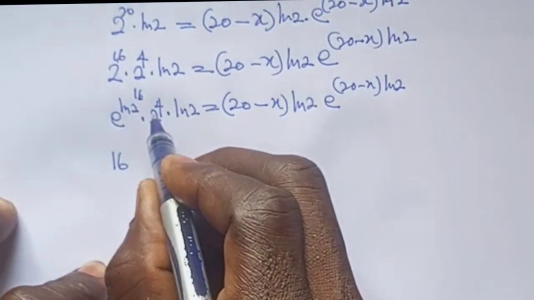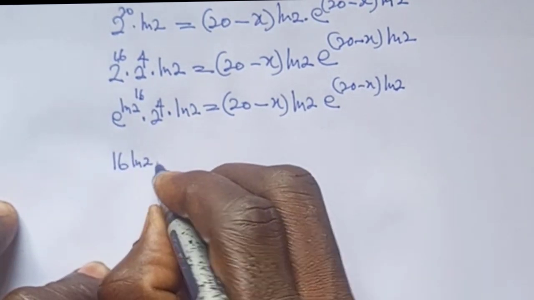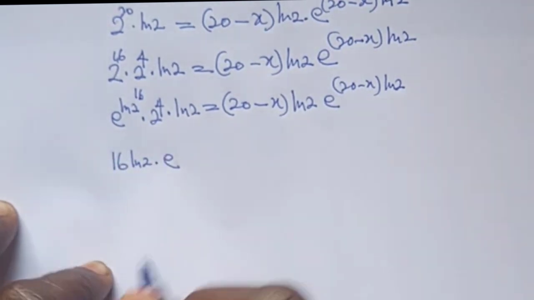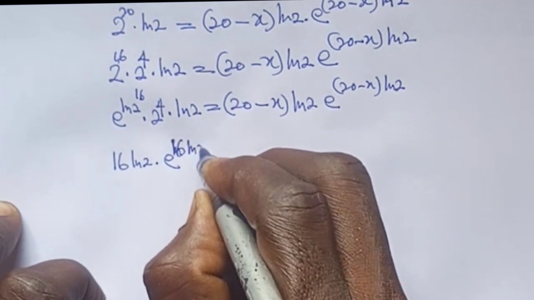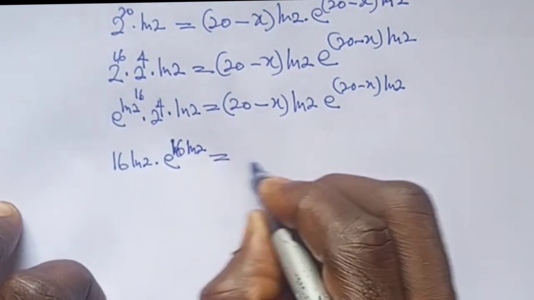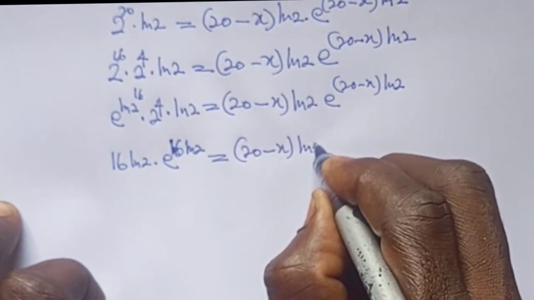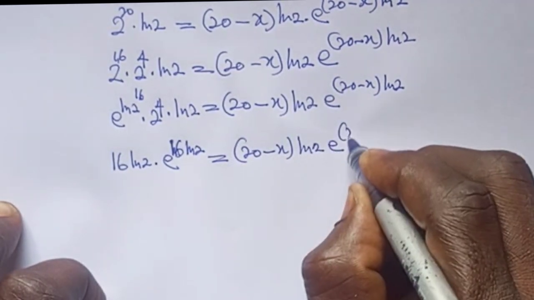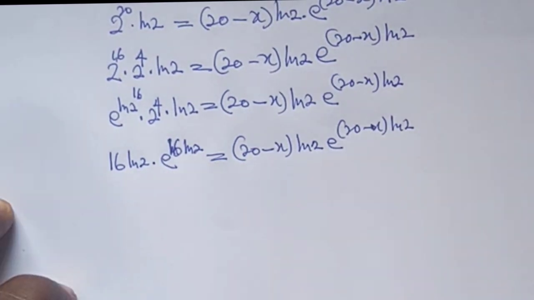16 ln 2 times exponential 16 ln 2 is equal to 20 minus x ln 2 exponential 20 minus x ln 2.